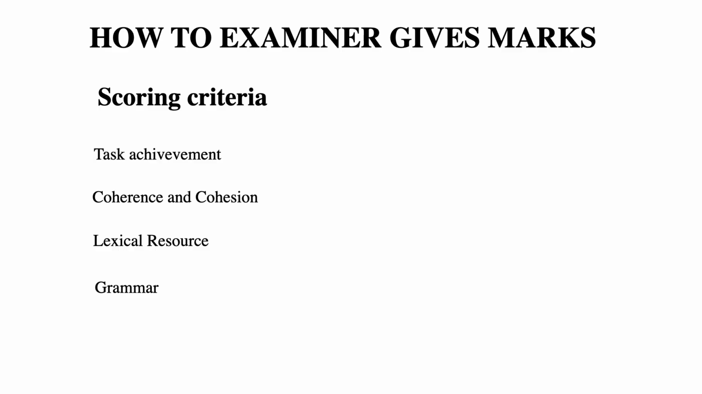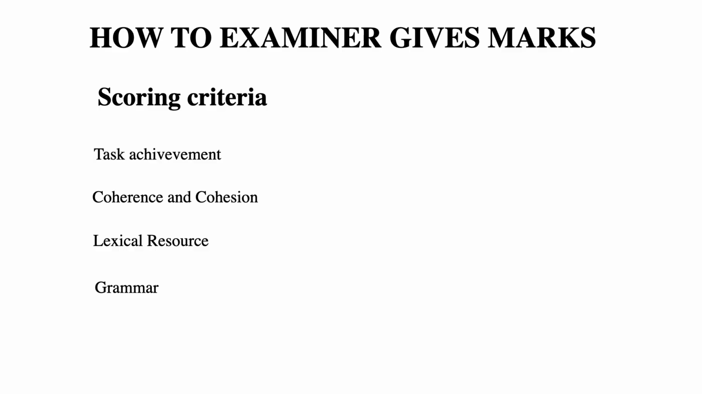And the fourth scoring criteria is grammar. This means, did you make grammar mistakes? Did you use correct sentence structure? Or did you only write simple sentences again and again? The examiner checks whether you can use different grammar patterns. For example, can you use simple sentences, compound sentences, complex sentences, and correct tense forms?